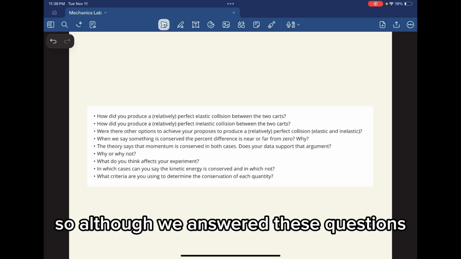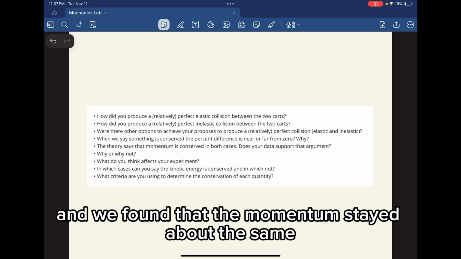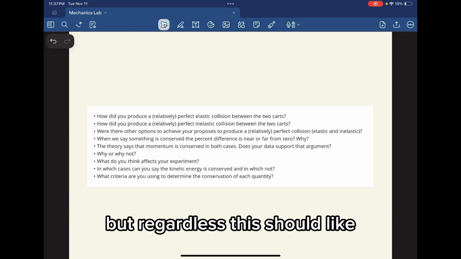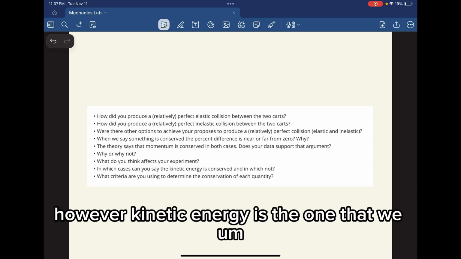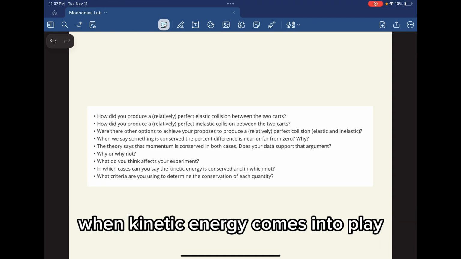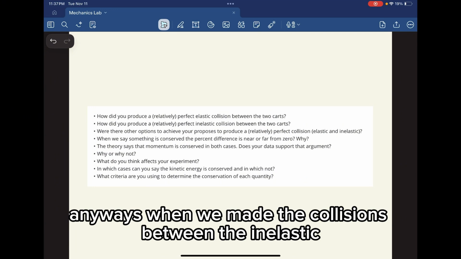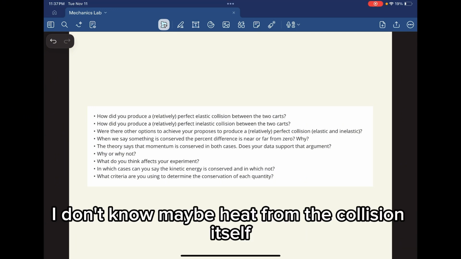Although we answered these questions, I just want to wrap up with a reflective conclusion paragraph. In this experiment, we tested both elastic and inelastic collisions using our cards. We found that the momentum stayed about the same before and after each collision, except for the difference of weights in the original. But regardless, this matches the theory of momentum always being conserved. However, kinetic energy is the one that changed a little bit. When kinetic energy comes into play, we're supposed to lose some of it. When we made the inelastic collisions using the Velcro so that the cards would stick together, some energy was lost, maybe as heat from the collision itself.